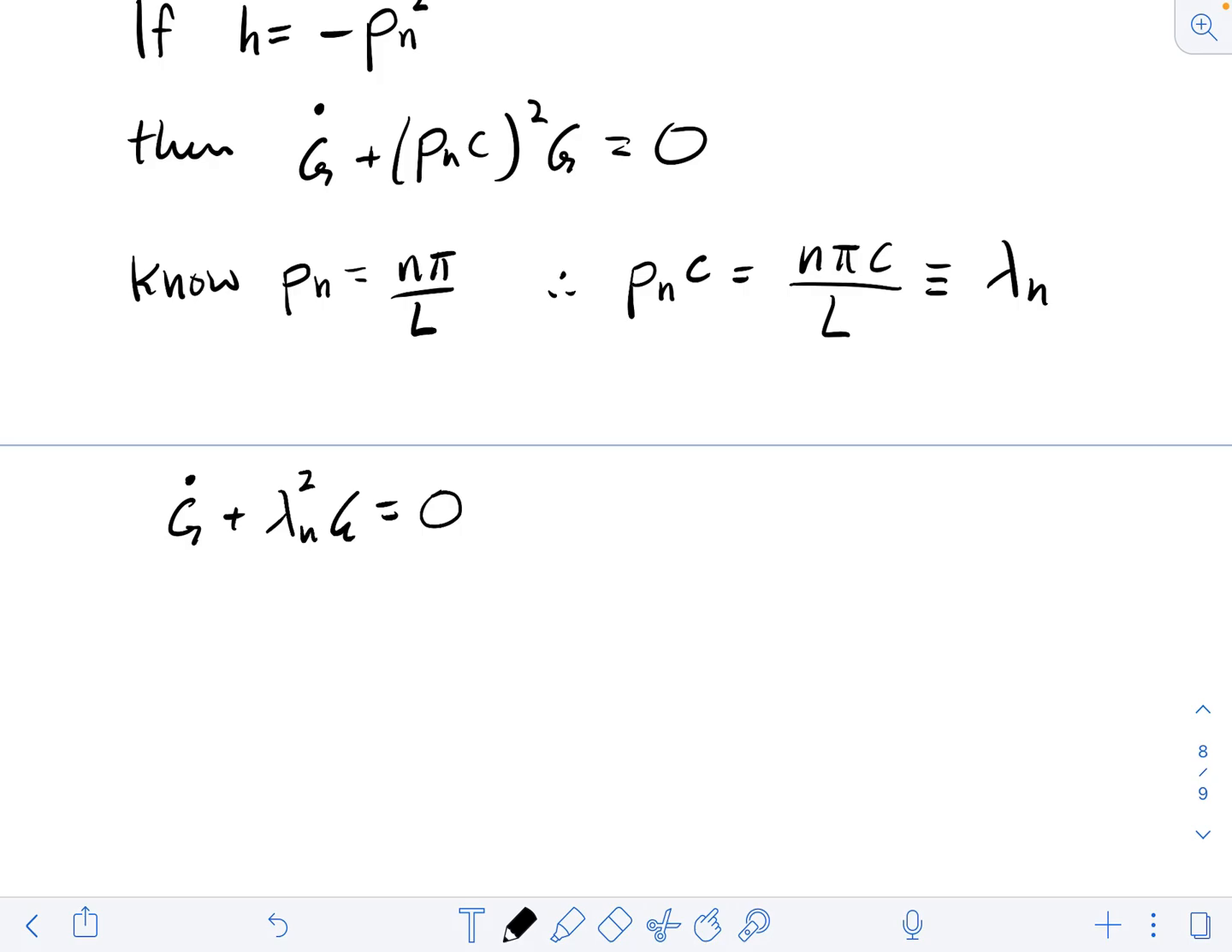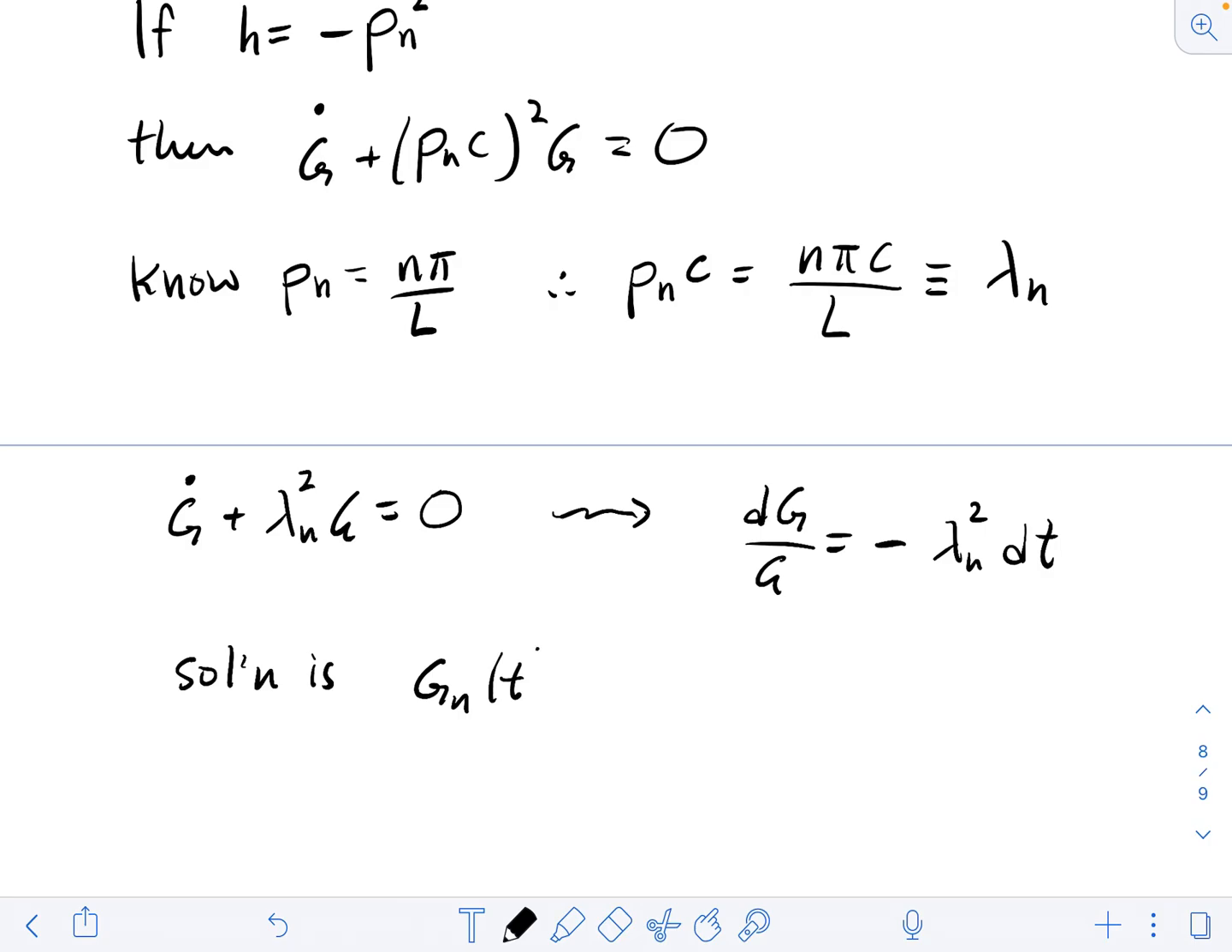This is an easy equation to solve. You've solved this many times before. If we multiply by dt and divide by g, then we get the following. On integrating, we'll get the ln of g, and then we can exponentiate, and we'll put a subscript n on g because we already have a subscript lambda n. And so we end up with the following solution.